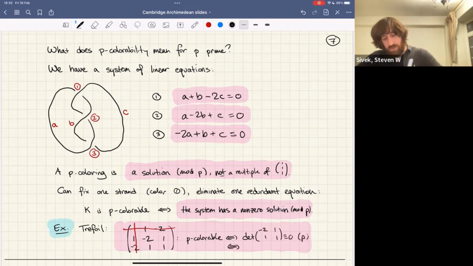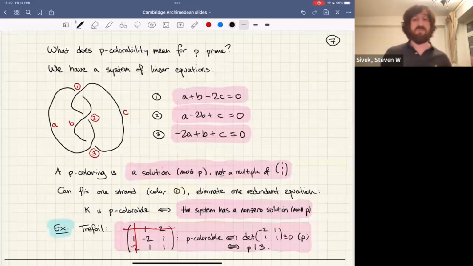And that's equivalent to, well, what's the determinant of this matrix? It's -3. So we want to know, is -3 a multiple of P? In other words, does P divide 3? So the trefoil is 3 colorable, but it's not 5 or 7 or 11 colorable. It's not colorable mod any other prime. And we've solved this simultaneously for all P by just doing linear algebra.